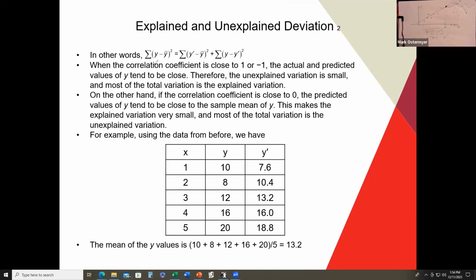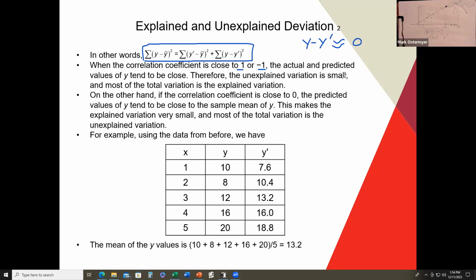And you can see it represented up here. The total variation is the sum of the explained and the unexplained variation here. Now, when the correlation coefficient is close to 1 or -1, the actual and predicted values of Y tend to be very close to each other. Do you agree? Y minus Y prime tend to be approximately 0. These residuals are approximately 0 when you have an extremely good fit, when r is very close to 1 or close to -1.